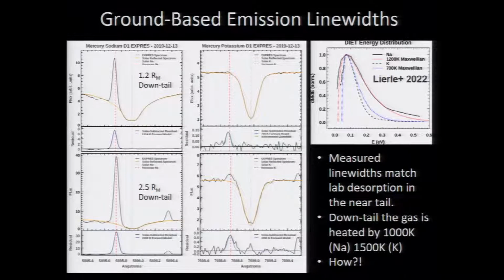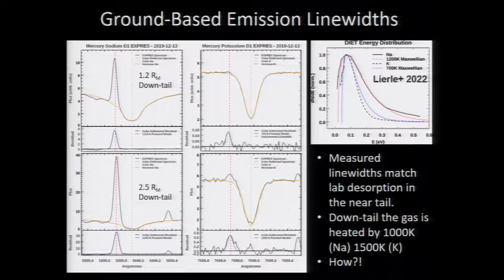And now we get to the point in the talk where I tell you that everything that I said previously is slightly wrong. I say that because concurrently we have these ground-based campaigns that are observing Mercury, and one of the things that we've been doing is looking at line widths in these emissions. And we discovered pretty quickly that the line width changes as you go downtail away from the sun.